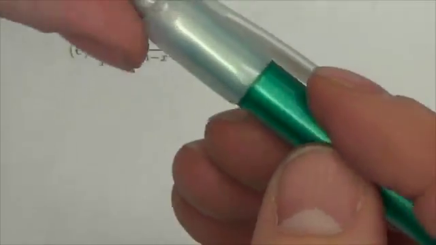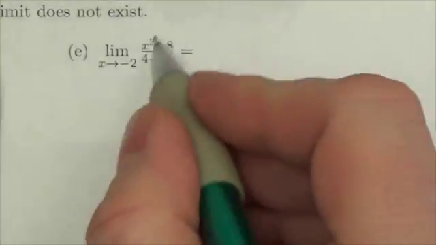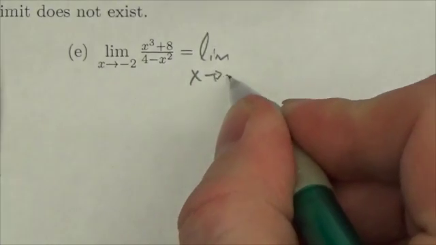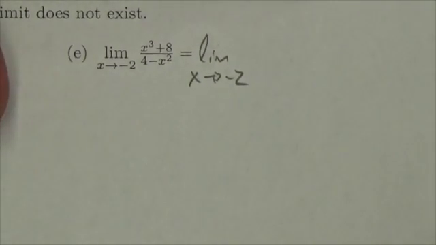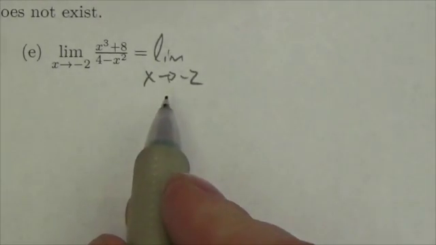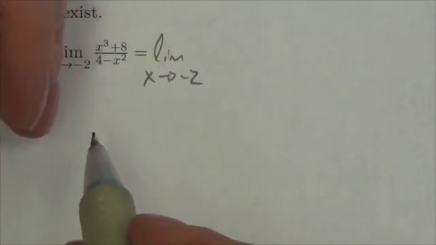Okay. So now we have to look at the structure of this rational function. This is now going to be equal to the limit as x approaches negative 2. Until I plug that number in, I have to continue to write that. As soon as I stop writing the limit as x approaches negative 2, I am telling you that I've plugged that in.